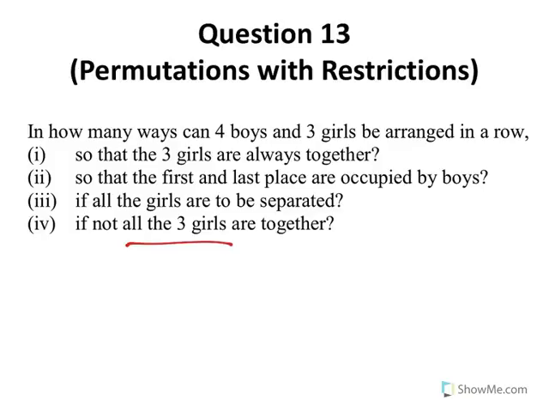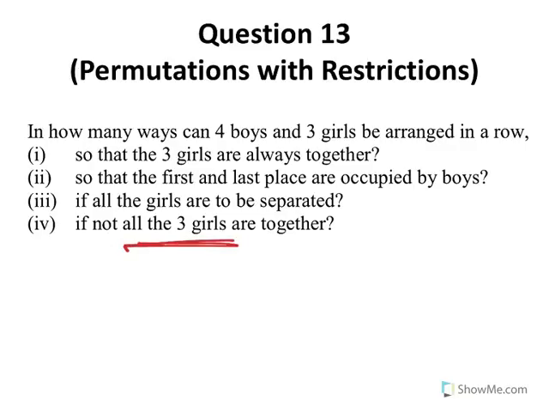Means I want all the 3 girls to be together, right? So if I think of the opposite of this, the contrast of this, let's say we're showing this opposite. We can take the total number of ways we can arrange the 7 of them, subtract the number of ways in which the 3 girls are together.